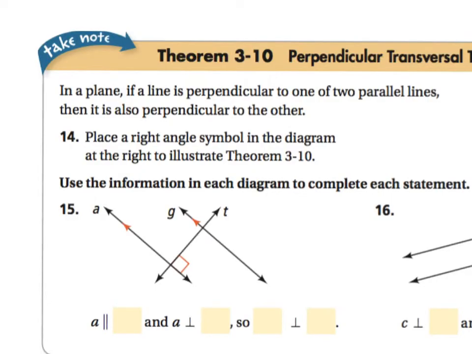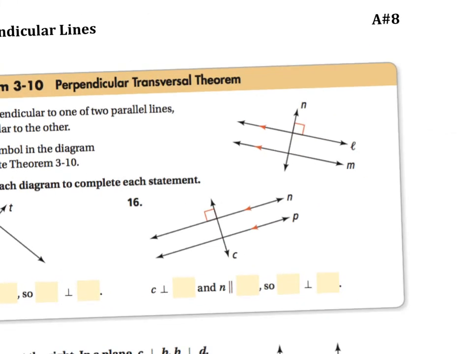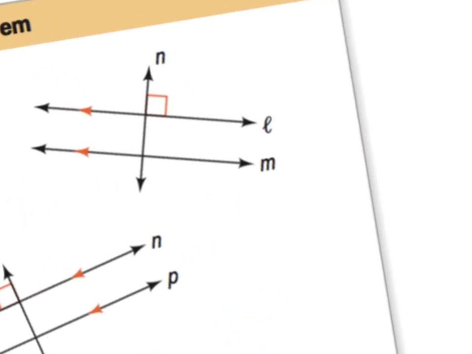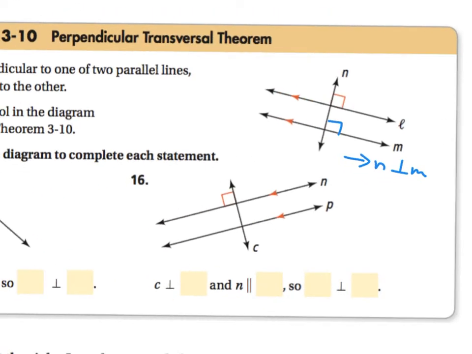So as we consider this next one, in a plane, if a line is perpendicular to one of two parallel lines, then it is also perpendicular to the other. So looking at this diagram here, clearly we see two things. Number one, L and M are parallel. And number two, N and L are perpendicular. So my conclusion is N has to be perpendicular to M also. So that's my conclusion here. N is perpendicular to M. The given information is red, my conclusion here in blue.